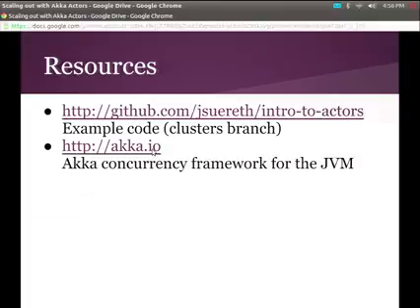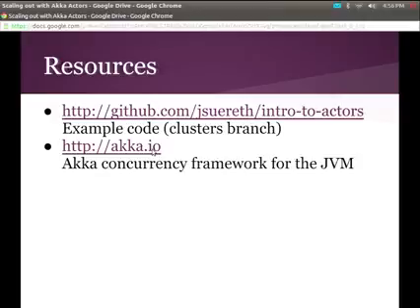And Akka.io is the Akka concurrency framework. Inside of there, you can read there's a cluster spec, which describes all the algorithms that are used to determine cluster leaders, all of the terminology that we use in Akka. And there's also documentation for how to use the 2.2 clustering system. So everything I just showed you is available in a really well-written set of documentation.